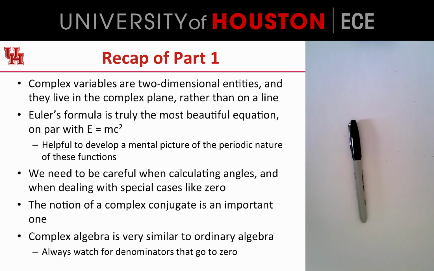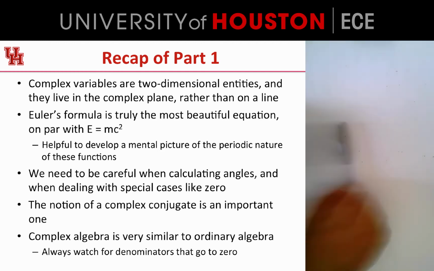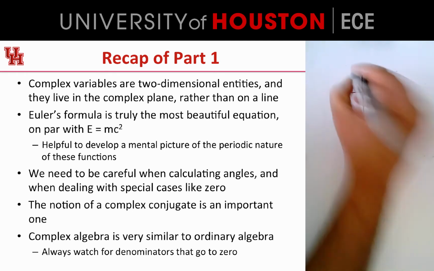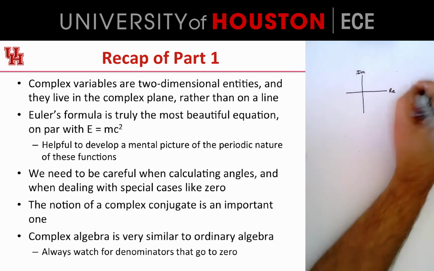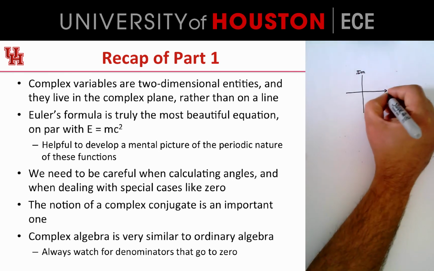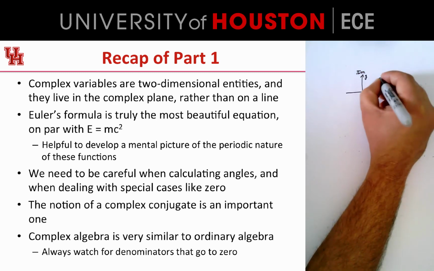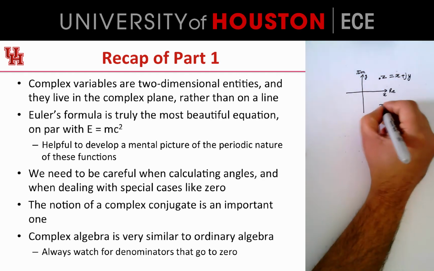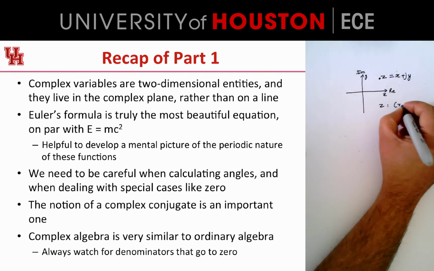So in part 1 of this review, we introduced the notion of a complex variable, and I want to remind you that these are two-dimensional things. These numbers have an x and a y, or an r and a theta. They live in a complex plane, okay, rather than just on a line, okay? The complex plane has a real axis and an imaginary axis. Okay, this is like our x-axis and this is our y-axis, and a complex number that lives in this plane is x plus jy. Okay, or z can be thought of as an r and a theta.